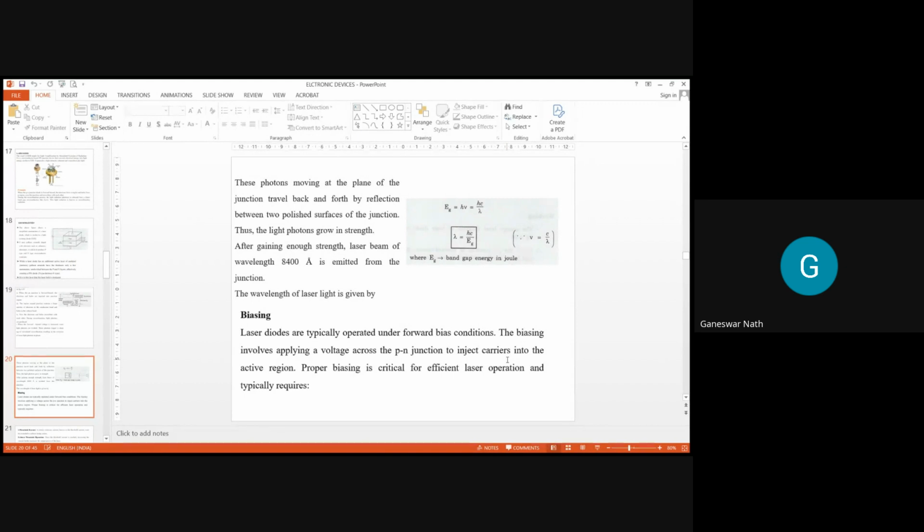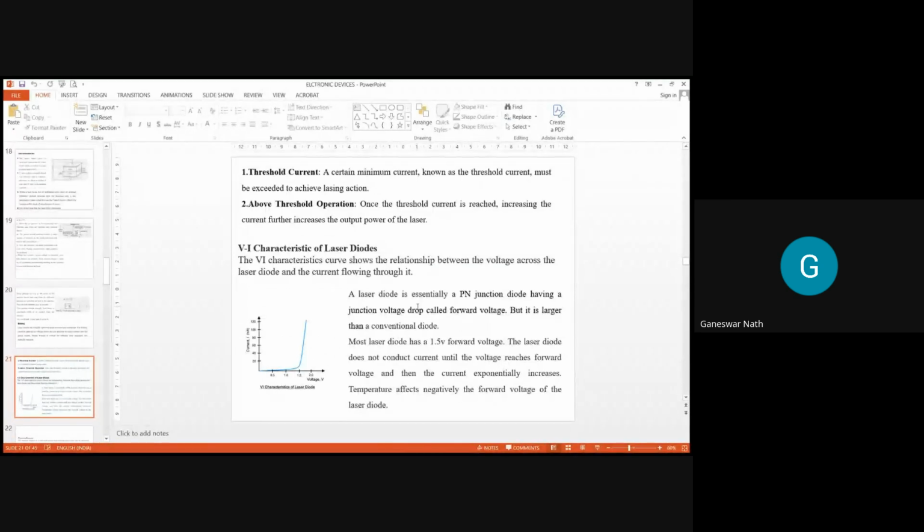Okay, then there are some definitions. The threshold current is the minimum current that must be exceeded to achieve lasing action. Above threshold operation, increasing the current further increases the output power of the laser. So these are the two terms, threshold current and threshold operation, that are associated with laser diode operation.